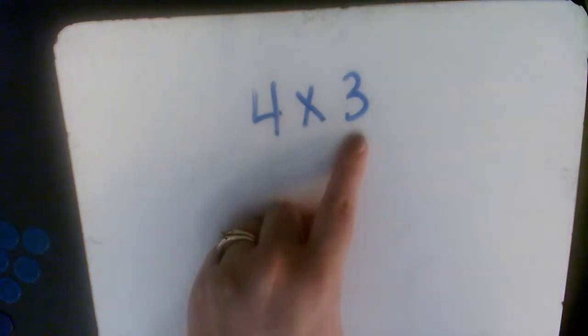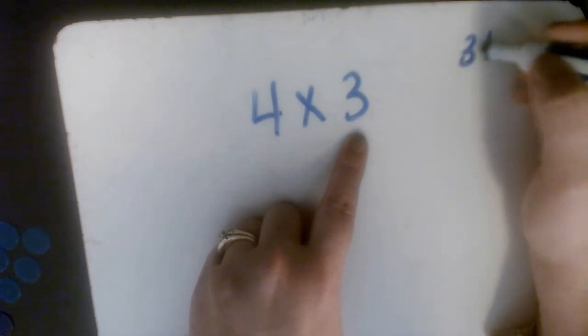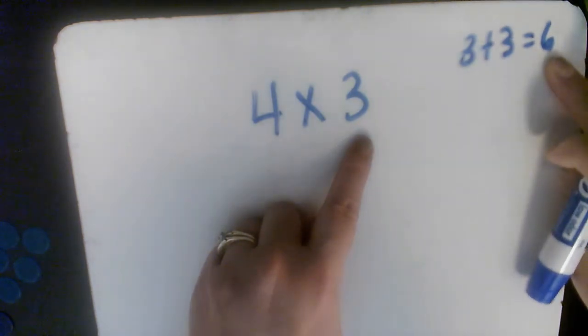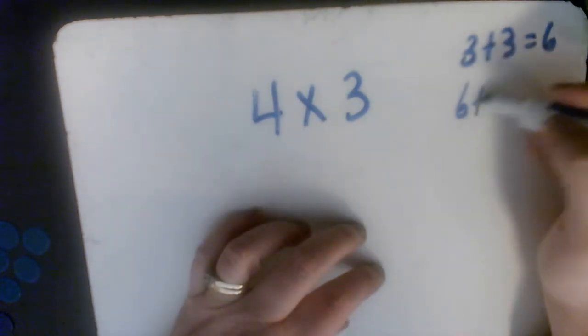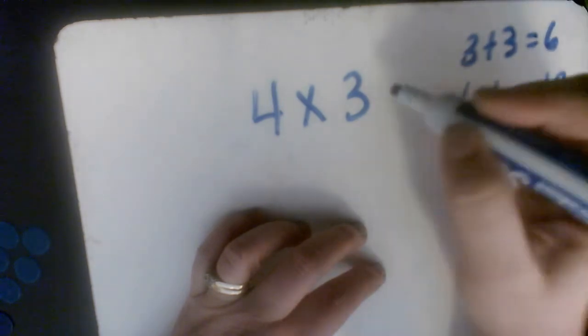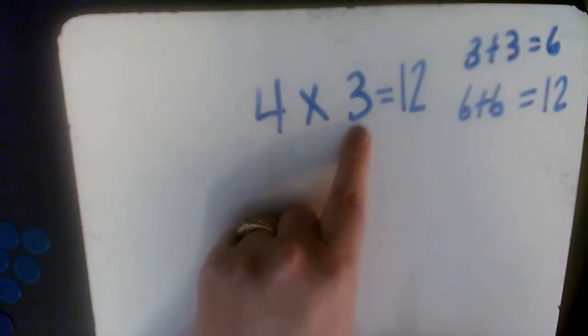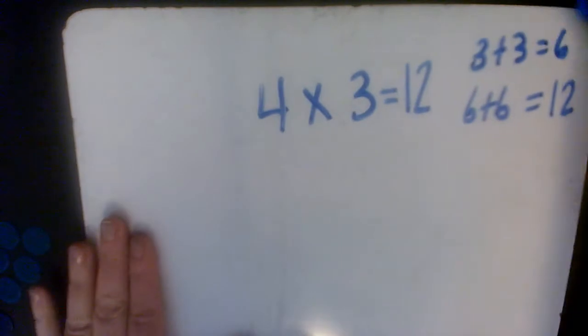So let's try one now without using our counters. So let's try 4 groups of 3. And I know that I have a 4, so I'm going to take the other factor. I'm going to double it once. 3 plus 3 equals 6. And then I'm going to take that answer and double it. 6 plus 6 equals 12. So my answer to 4 groups of 3 is 12. Double it and double it again. Double, double.